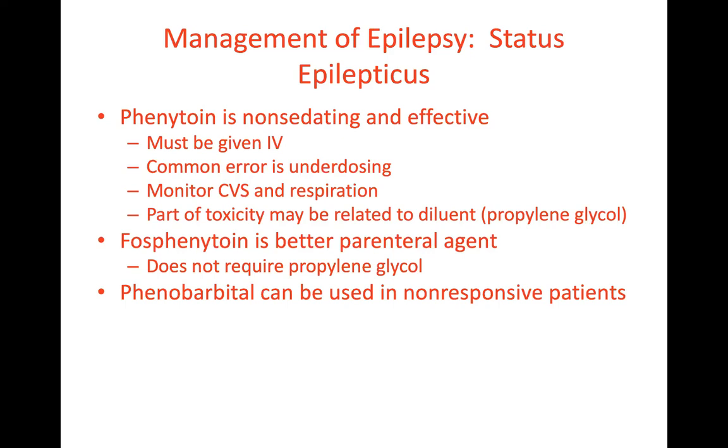Remember, phenytoin is not very water soluble. So what they do is they dissolve it in propylene glycol. It's believed that some of the toxicity we see with phenytoin when given IV is really not so much phenytoin, but actually the propylene glycol. So when they have to give it IV, many times they prefer to use fosphenytoin, because it's more water soluble, so you don't have to add in the propylene glycol. Phenobarb has been used in patients that don't respond to anything else. Again, the issue with phenobarb is it's probably more sedating than the others.